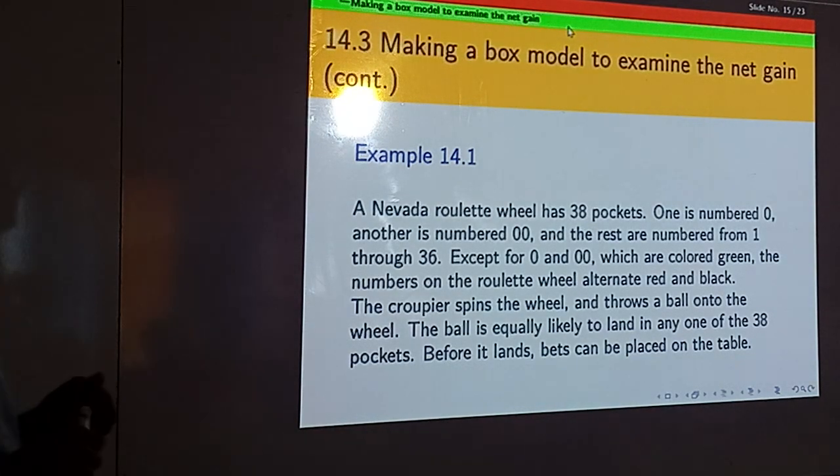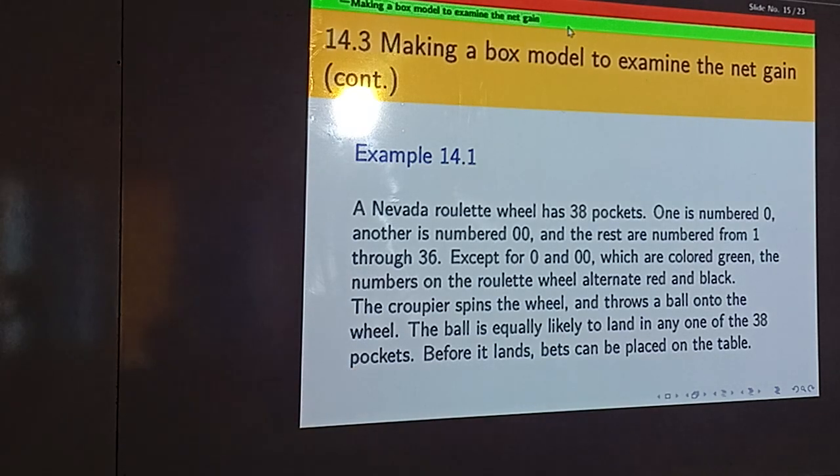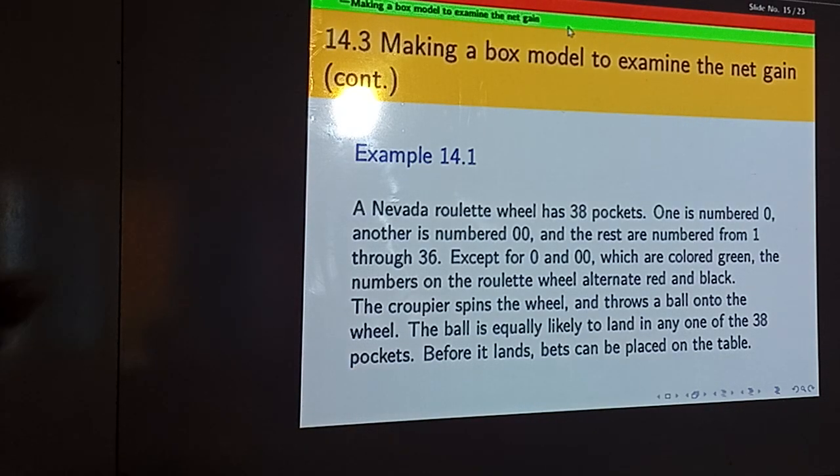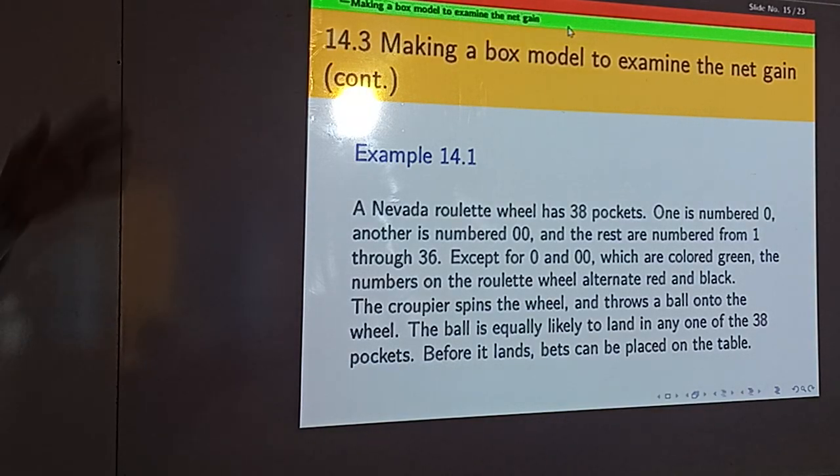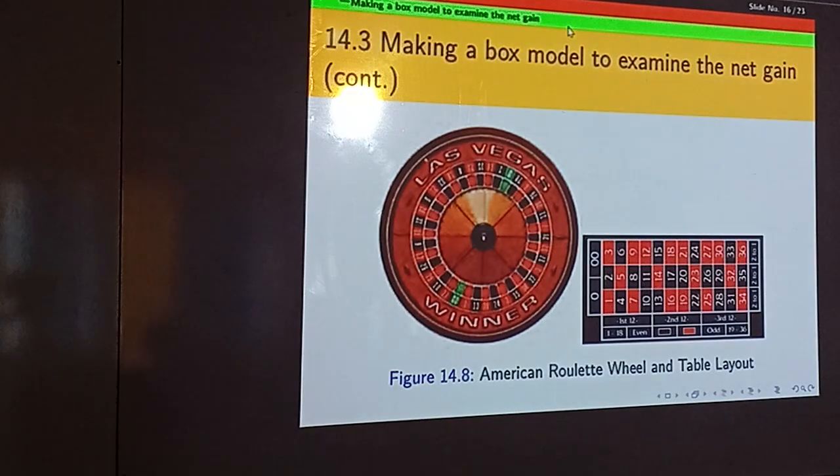So let's look at this example. As I was telling in the last class, I was not very familiar with this roulette game. So anyway, it has this kind of roulette wheel. There are 38 places in the wheel. There are numbers from 1 to 36, and then there are 0 and 00, 2 places. All the numbers from 1 to 36 are alternately red and black, and then 0 and 00 are green color. It's like black here, but it is green.